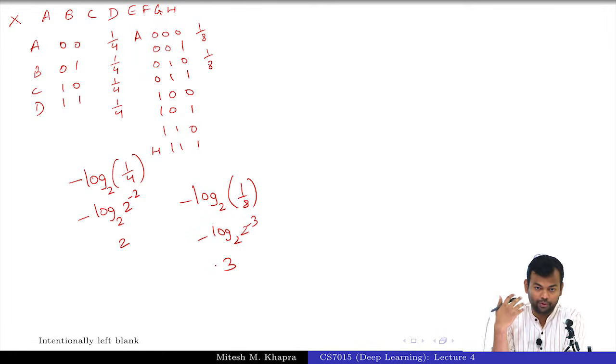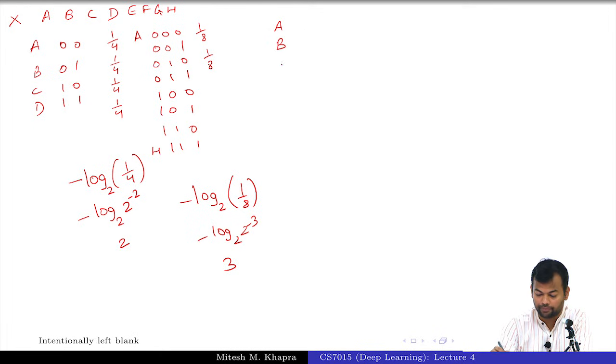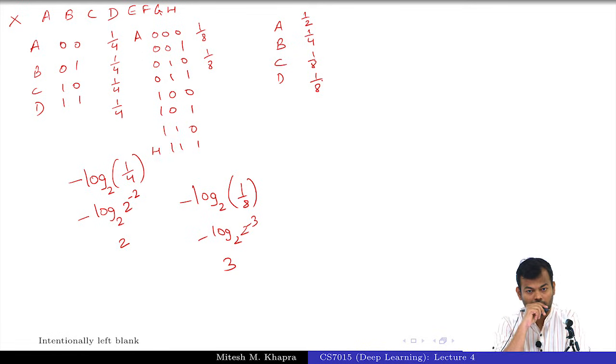Now suppose I want to transmit this over a long distance, so I need to be a bit efficient in terms of the number of bits that I use. Let's look at the case where x can take one of 4 values with probabilities 1 by 2, 1 by 4, 1 by 8, 1 by 8. Now what's the information content of each of these? 1, 2, 3, 3. And this is the message that I'm going to send.